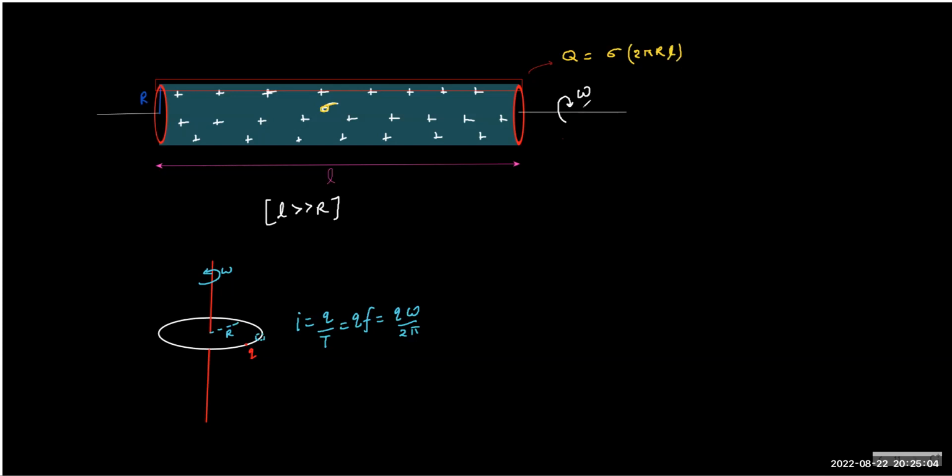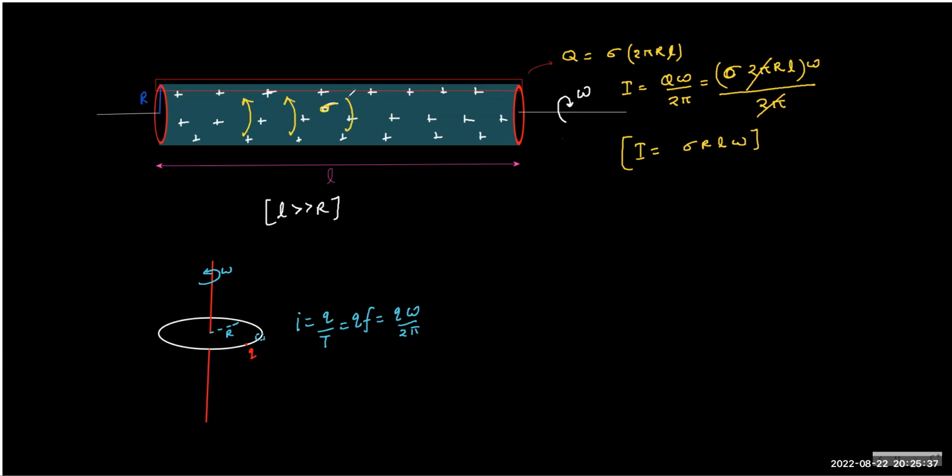And because omega is given to us, what is the total current through the entire cross section? So the current we got is sigma R L omega, right? Yes. And this current will be through this surface, right? Like this. Yes.